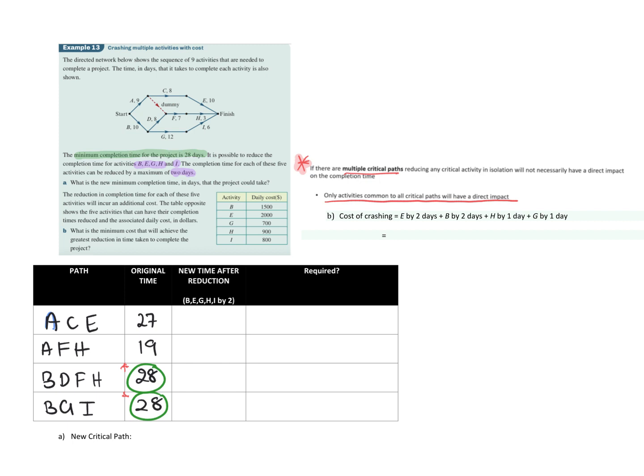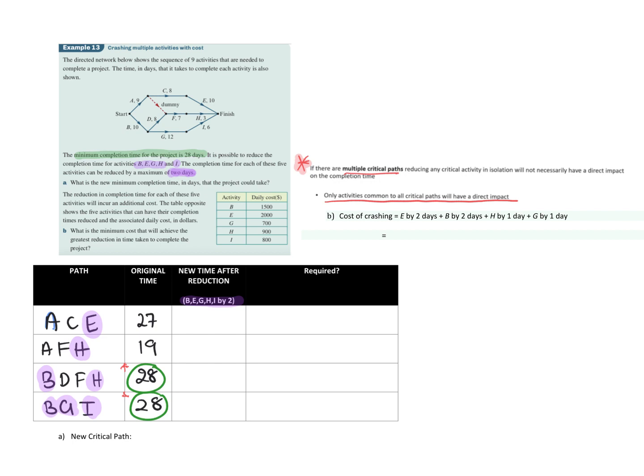So let's go. What we normally do when we're crashing, so we've put the originals, then we're going to do the reductions. Now they said that we could reduce all these activities, B, G, H, I, by 2. So I'm just going to highlight them, all the times I see those letters. So B. Okay, because they told us 2 up in the question, which is why I'm doing 2. And also G's one there. Okay, so now we'll reduce the time.